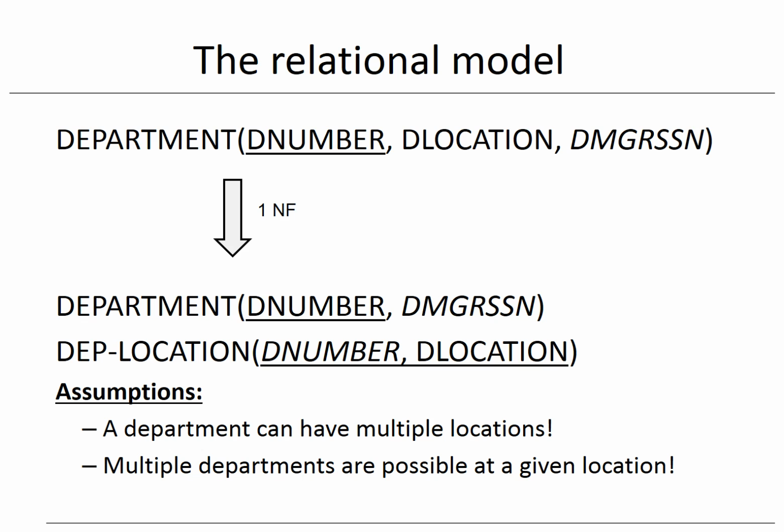Assume now that a department can have multiple locations and multiple departments are possible at a given location. Hence, the relation is not in first normal form, since the location is a multi-valued attribute type. We can bring it in first normal form by removing the location from department and putting it into a new relation, dep location, together with the number as a foreign key.